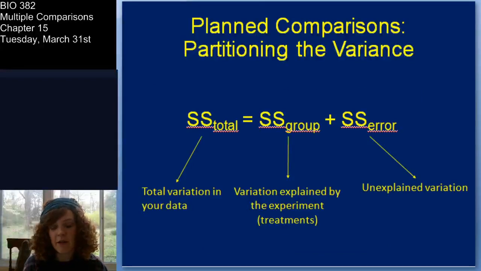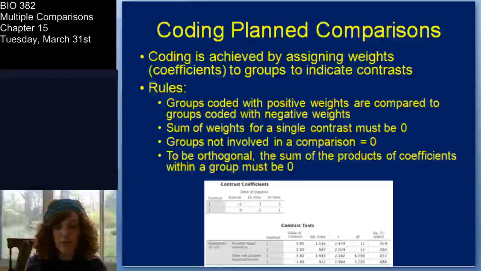So let's talk first about planned comparisons. What planned comparisons do essentially is partition the total variance in your data set. Okay, so remember we talked about analysis of variance, right? And you have your total sum of squares, which is the total variation in your data. That is the sum of your sum of squares from your treatments, which is the variation explained by your treatments, that between group variation, or the among group variation, added to your residual variation or unexplained variation that we would say was sampling error, right? Okay, so that's basically what we're doing here.